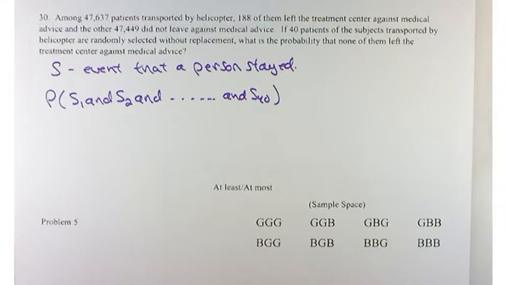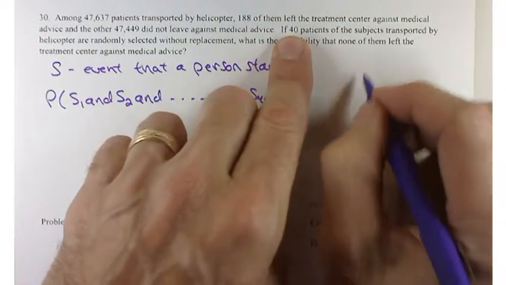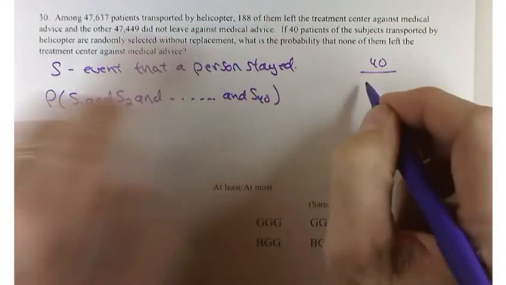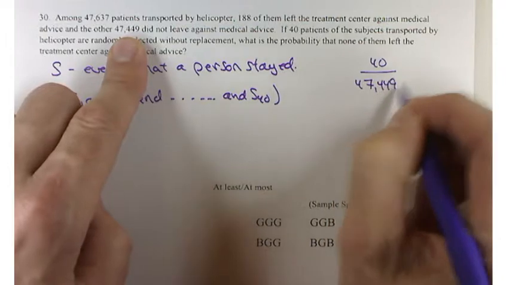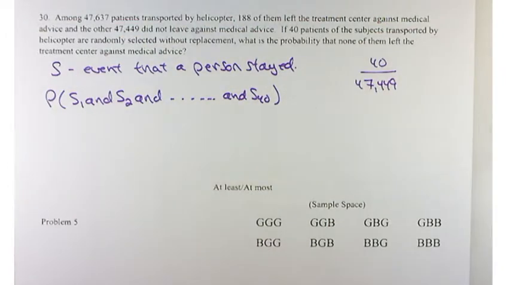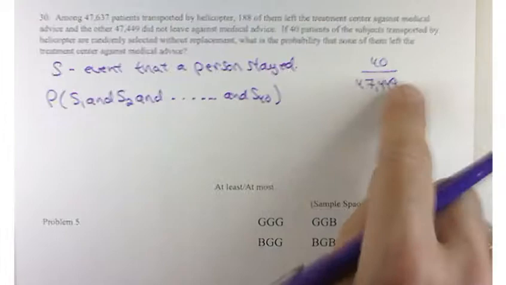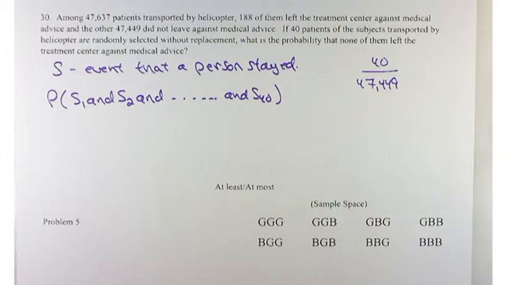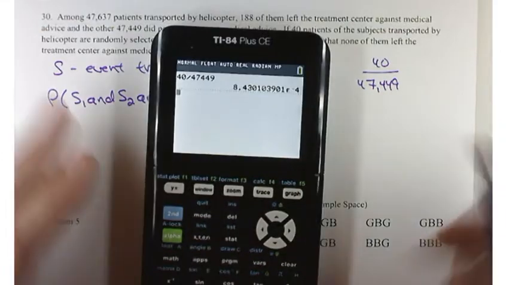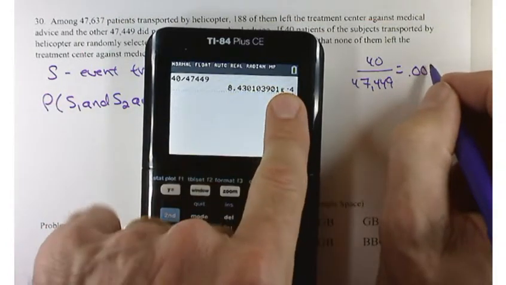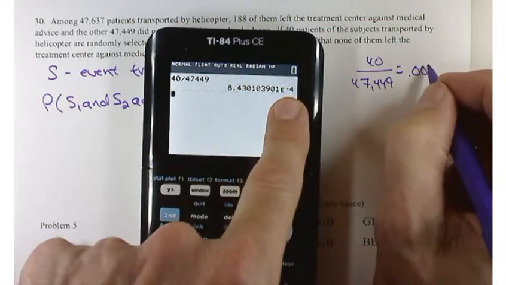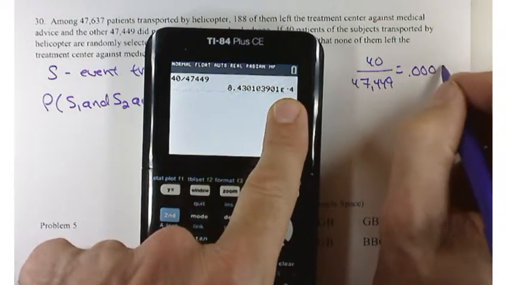But let's keep something in mind here. You're sampling 40 patients out of a pool of 47,449. Now, I don't think I need my calculator to tell me that that's less than 0.05, but let's actually calculate it out. It should be less than 0.1, I'm guessing. 47449. So it's 0.000, so 3 zeros, because this is in scientific notation, 84.